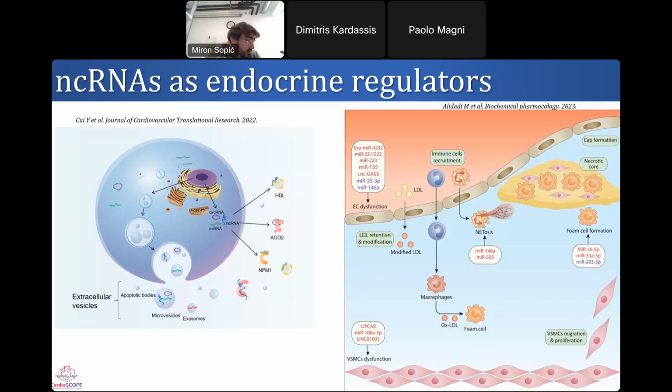So this is really interesting to me, this new field, when basically you look at microRNAs as communicators between cells. And here is just a representation that is very interesting to see: the microRNAs that are so far being discussed as potential endocrine regulators of processes that are important for atherosclerosis.